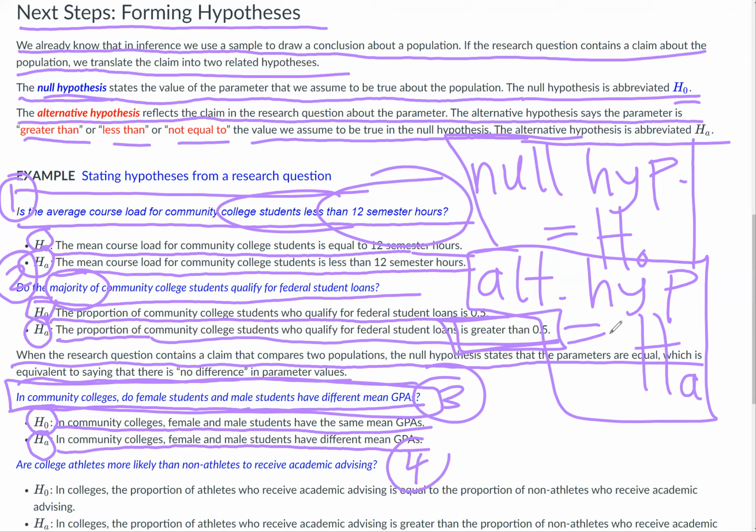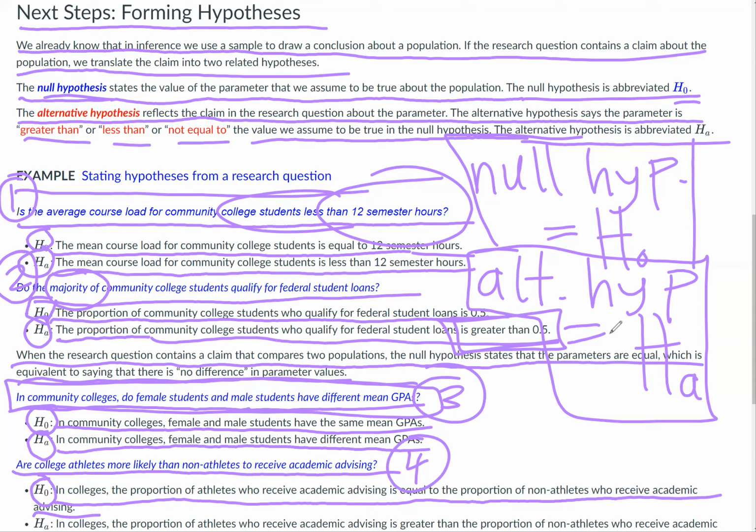A fourth example could be, are college athletes more likely than non-athletes to receive academic advising? So I guess more likely means greater than. But for the null hypothesis, this is a question that's supposed to be a new question, questioning something that's standard or has been believed to be true for a while. Since they're questioning, maybe one receives more than the other. I guess the standard thought was that it would be equal. So the null hypothesis: in colleges, the proportion of athletes who receive academic advising is equal to the proportion of non-athletes who receive academic advising.